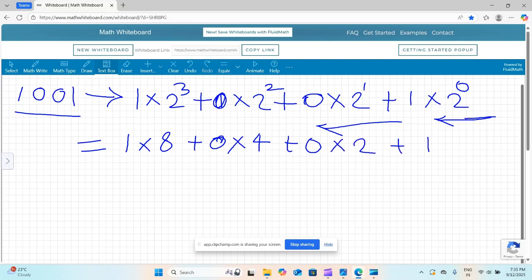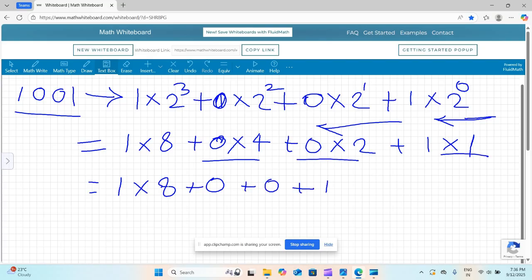And what is 2 raised to 0? This is the 1. Now this will be 0, this will be 0, this will be 1. Now do the addition. 8 plus 0 plus 0 plus 1, it is a 9. So this number represents a decimal 9.